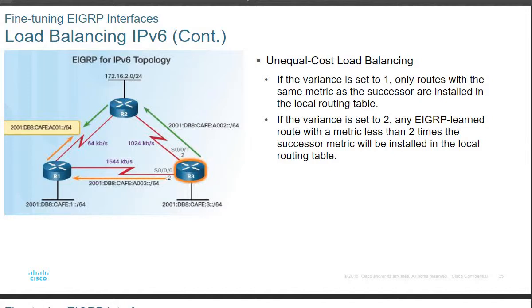Fine-Tuning EIGRP Interfaces: Load Balancing IPv6, continued. Unequal cost load balancing. If the variance is set to 1, only routes with the same metric as the successor are installed in the local routing table. If the variance is set to 2, any EIGRP learned route with a metric less than 2 times the successor metric will be installed in the local routing table.